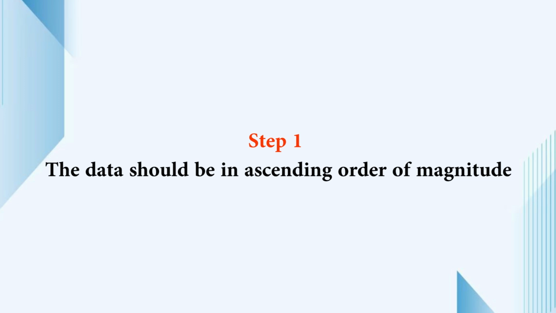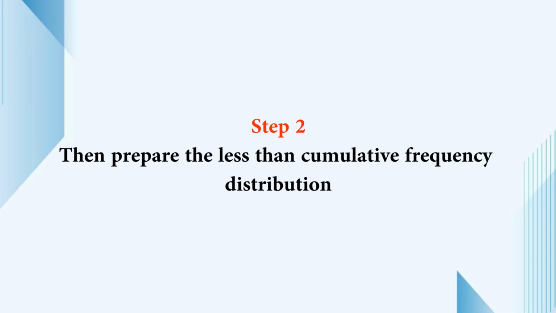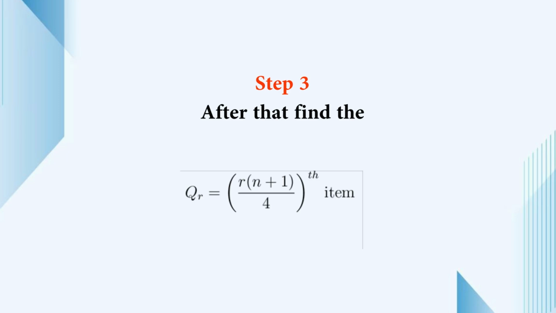Now let us see how to compute quartile for grouped data. First, let us look into the steps involved in the computation of quartiles for discrete data. As the first step, the data should be in ascending order of magnitude. Then, prepare the less than cumulative frequency distribution. After that, find the R into n by 4th value. Now, see the cumulative frequency just greater than R into n by 4th value. The corresponding value of the variable gives the quartile value.